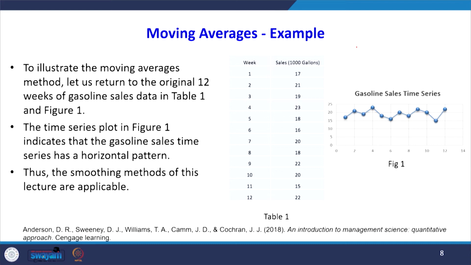To illustrate the moving averages method, let us return to our original 12 weeks of gasoline sales data, which I explained in the previous slide. That data is also given in this presentation. The time series plot for the given data indicates that the gasoline sales time series has a horizontal pattern. When I plot it, you see there is a horizontal pattern. There are slight fluctuations, but the total effect is only a horizontal pattern. Thus, smoothing methods like moving averages are more suitable for this kind of data.